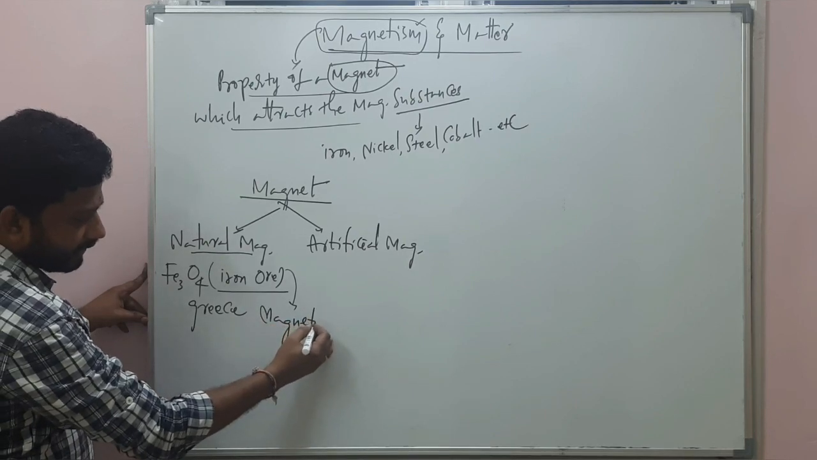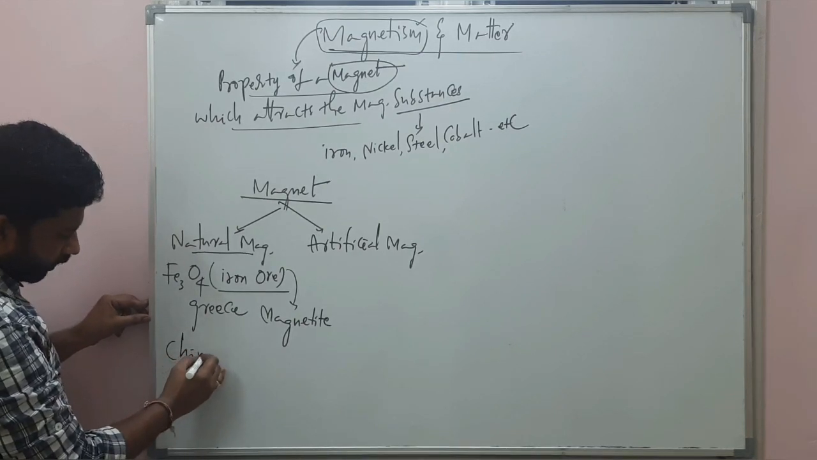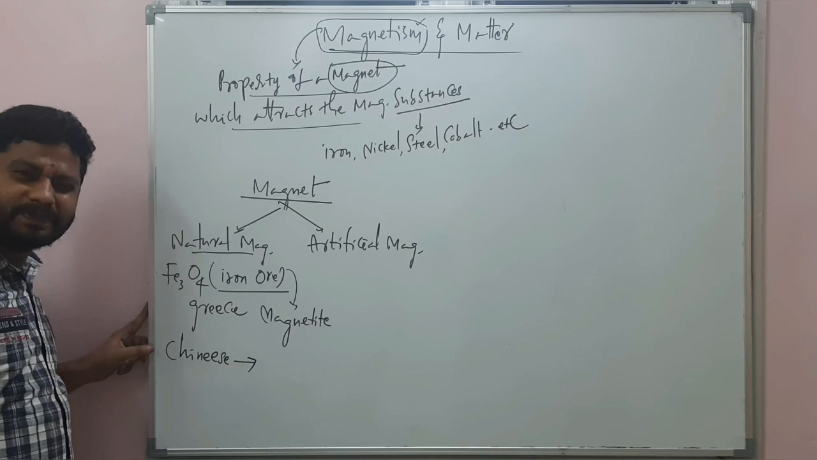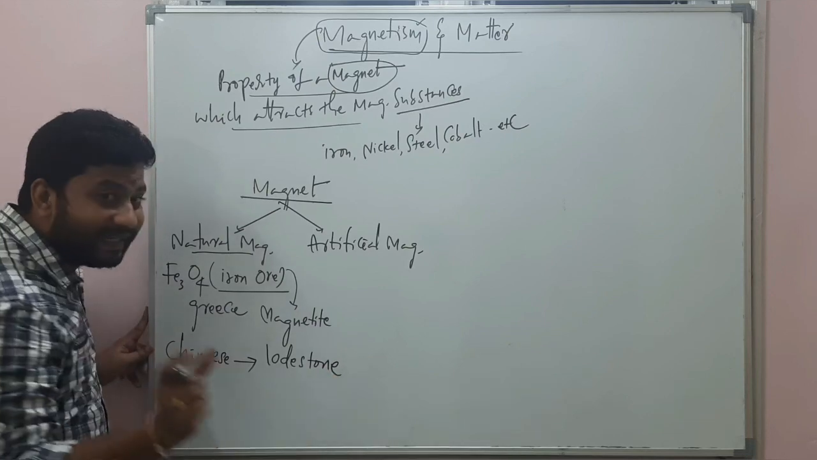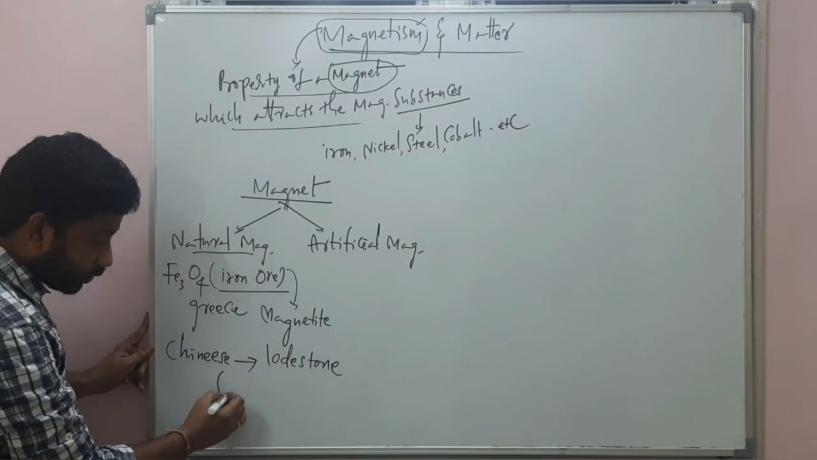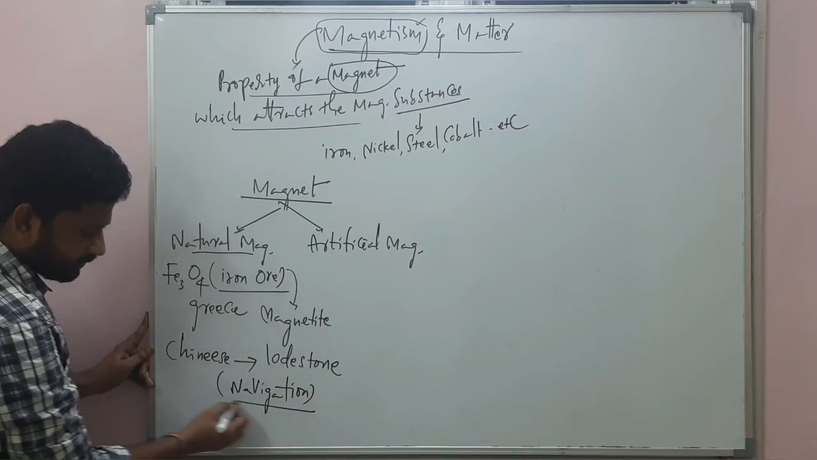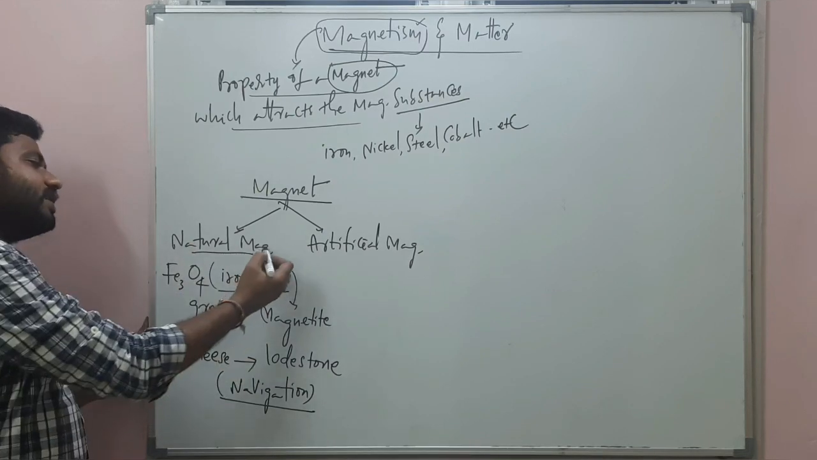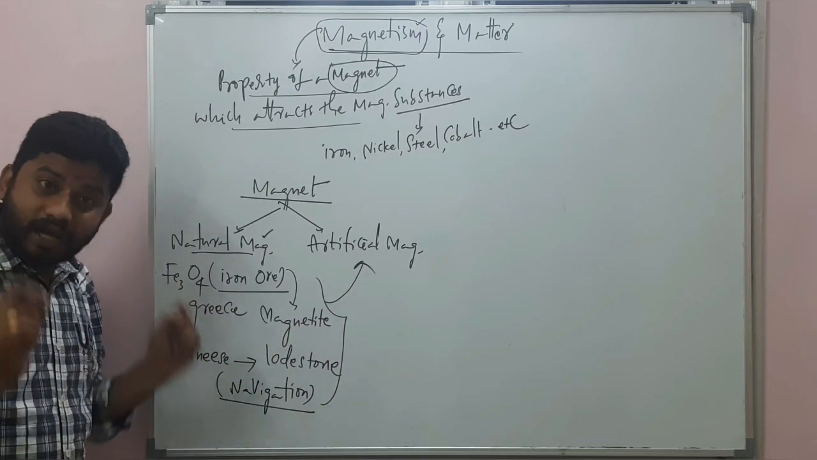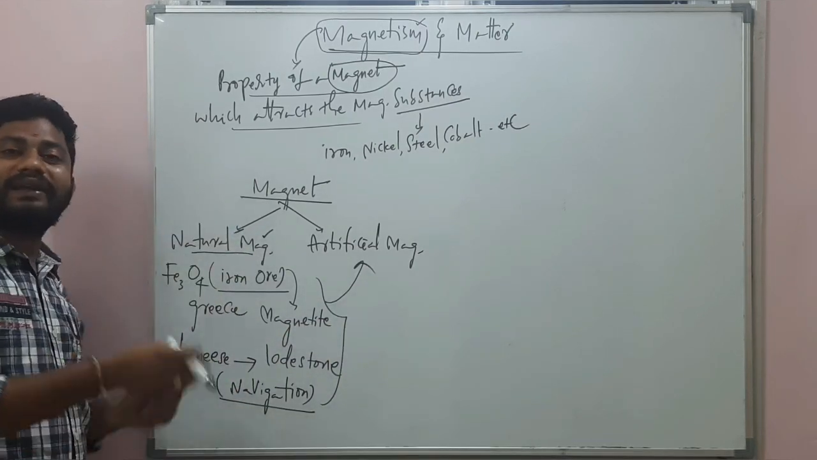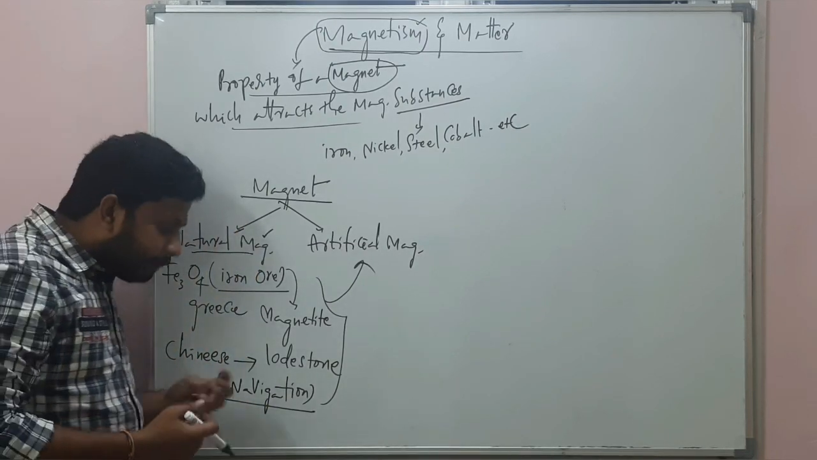Later, Chinese people identified a substance called lodestone, that is also called leading stone. This is used for navigation purposes. So these two are called natural magnets. All the artificial magnets we are going to learn now were made from these natural magnetic substances only. Clear? Now, artificial magnets, depending on the requirement.